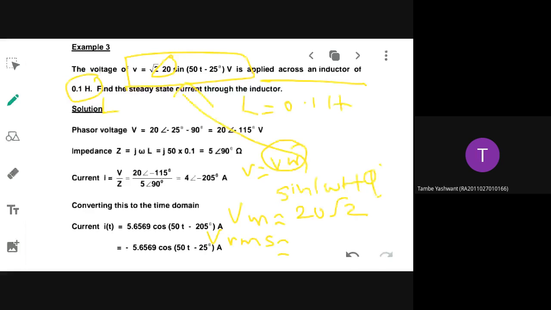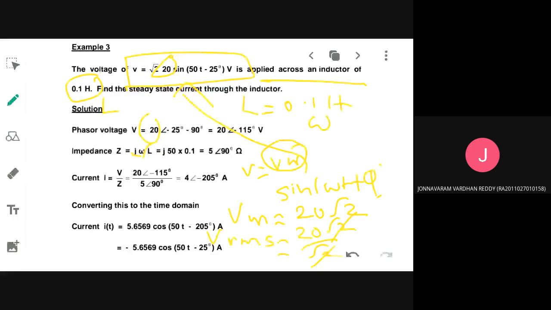20 square root of 2 divided by 2. So VRMS is 20, the 2 cancels, and we get Vm by root 2. So VRMS you have determined is 20. What is omega? Ma'am, IM equal to 4 root 2, ma'am. IM equal to 4 root 2.